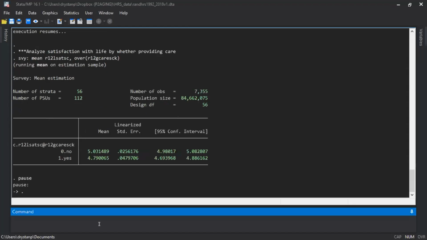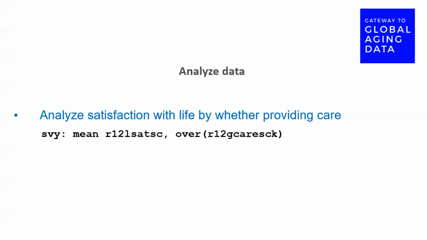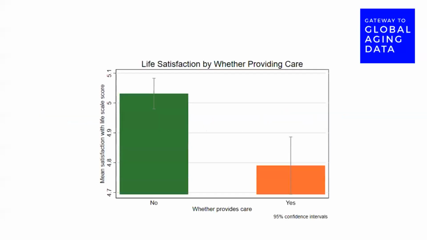You can see we get really clean code here. We estimate the satisfaction with life scale score for people who were not providing care to be 5.03, but it's 4.79 for people who are providing care. And we can also look at that graphically, which is sometimes nice. Let's remember that higher scores on this satisfaction with life scale indicate more satisfaction. So it appears that people who are providing care have less life satisfaction than people who are not providing care.